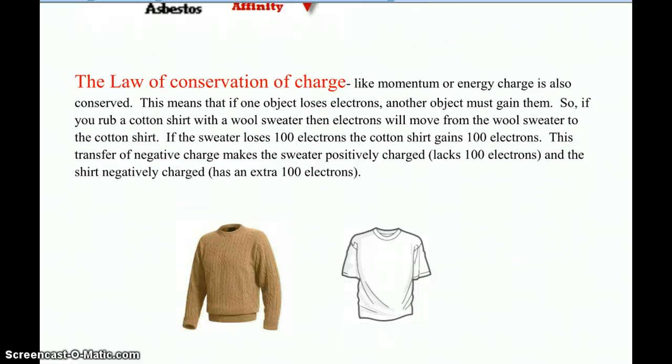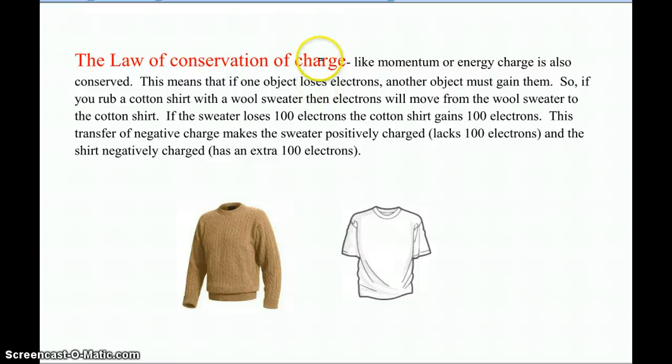Now, when we do move charge around, that charge must be conserved. Like momentum or energy, which we've just got done studying, if you look at a system, all the objects in the system, any charge lost by one must be gained by another. Now, again, it's not being created, it's just being moved around from place to place.